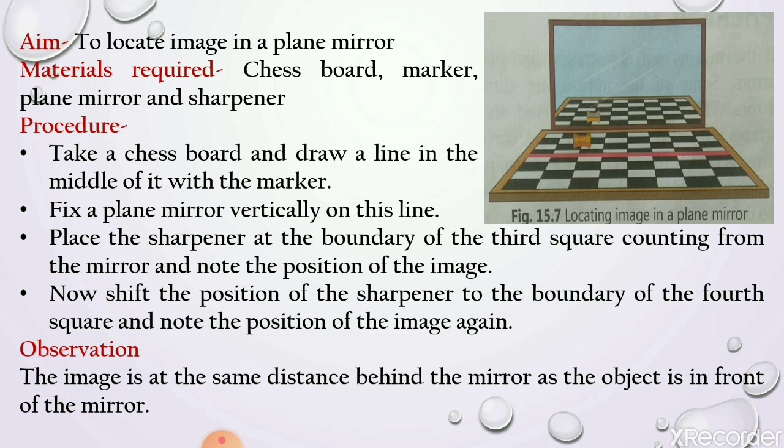You will observe that the image is at the same distance behind the mirror as the object is in front of the mirror. The distance between the object and the mirror will be the same as the distance between the image and the mirror. So this is how we can see the image in a plane mirror.